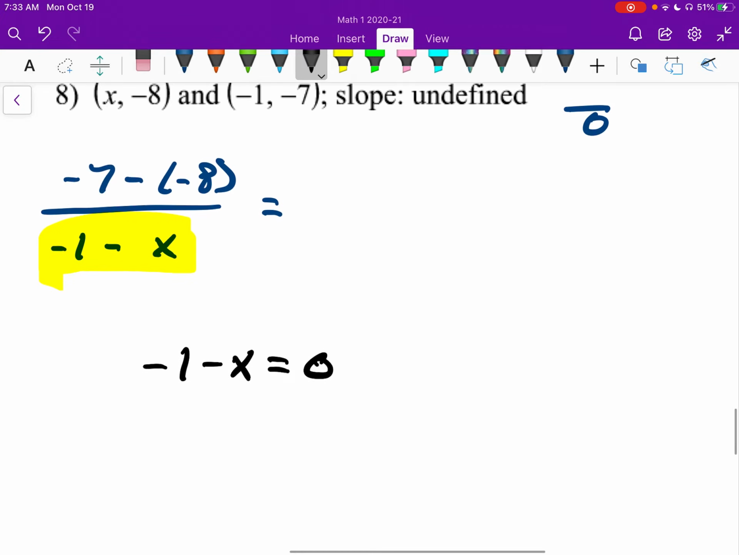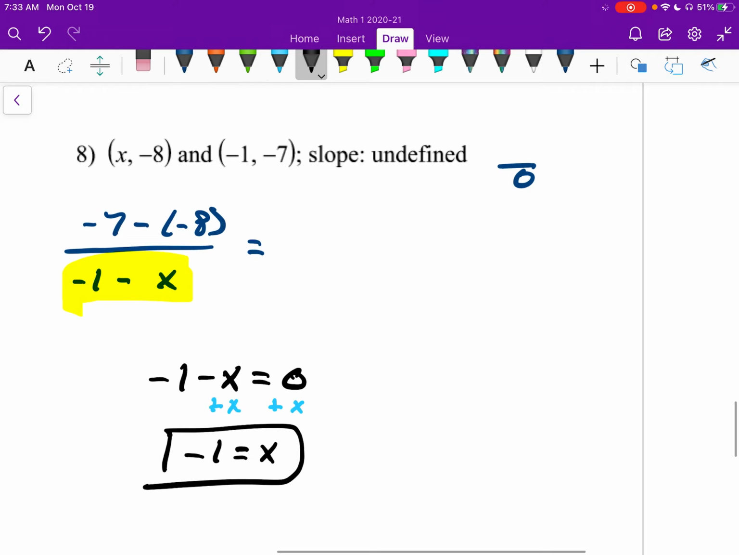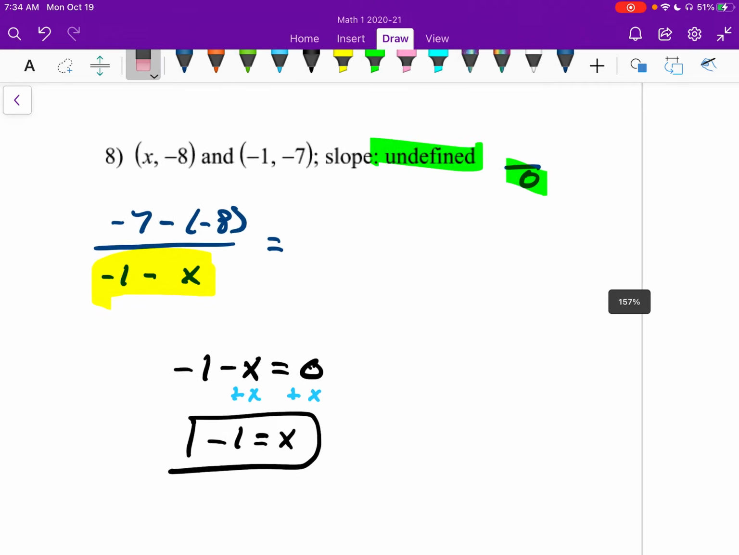This is the same thing as, well, let's do this. Let's add over an x, and negative 1 equals x. All right. So you see, if the slope is undefined, that means that there's a 0 in the denominator, and you can just stop what you're doing and grab the denominator and say, well, this is 0. Right? That same trick works if it is a slope of 0. Right? If this were to say 0, then you could have stopped and taken the numerator and made that equal to 0. All right? A little bit of a trick. All right, that's number 8.